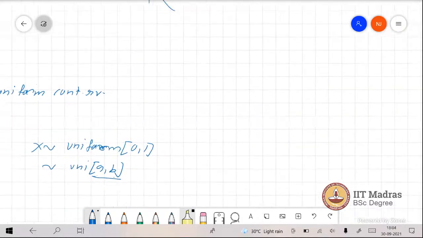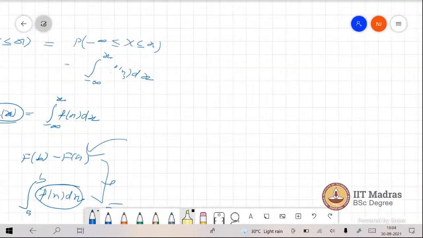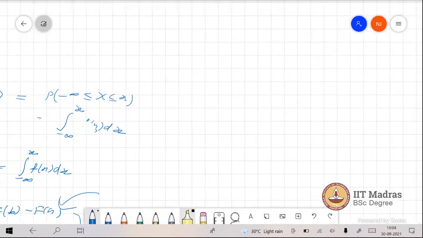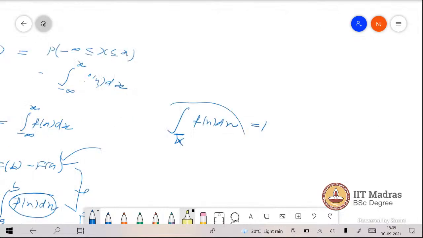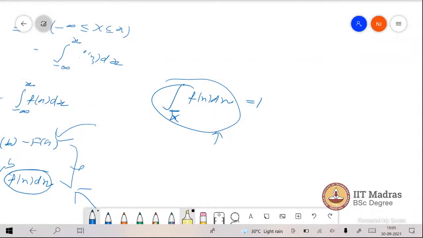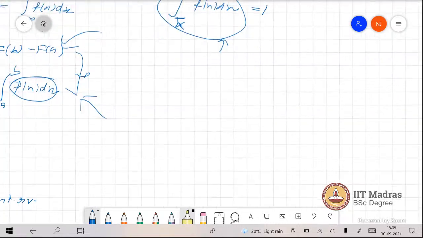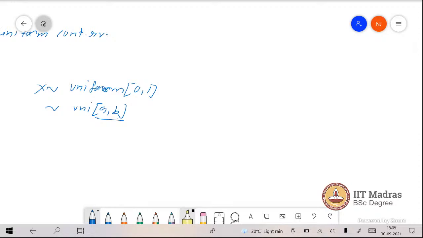First, it should be clear that the integral of the density f(x) over the entire range of x is always one, because this is the sum of probabilities over the entire range of x. So what will be the uniform a to b? Each and every point inside this interval is equally likely to occur, so f(x) will be what?